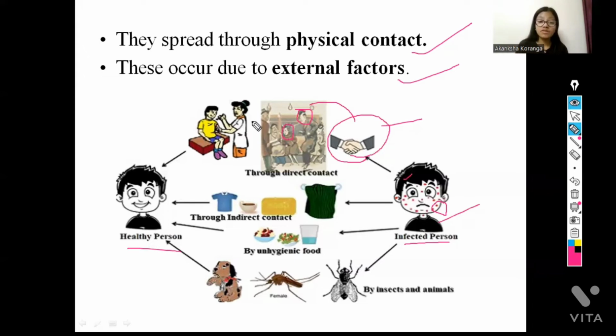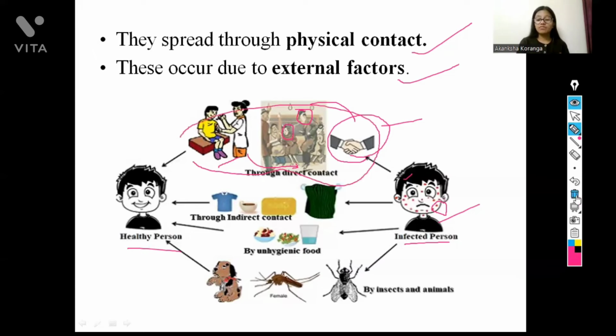And there's also a third method which comes under direct contact, and that is what doctors and nurses sometimes do mistakenly: they use the same injection on an infected person and then on a healthy person. Sometimes it happens mistakenly, and this can also cause the disease to spread. So these three were the direct contact methods.